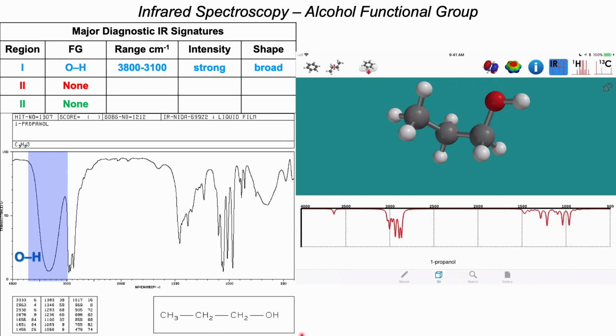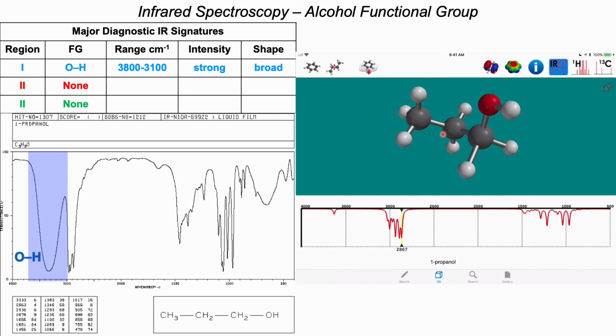And so this is 1-propanol, and let's watch the movie for that. There's the OH stretching, very strong. Then it'll move into your normal asymmetric and symmetric stretching, and again, you see a lot of those signals because there are different unique sets of these CH types here.